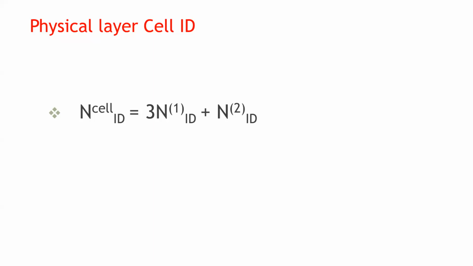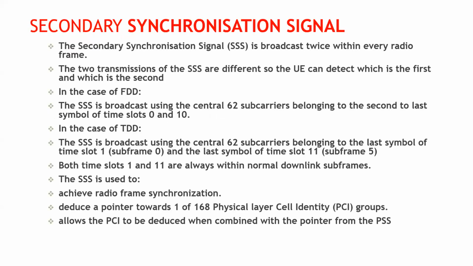In that, the first one, N1 of ID, belongs to 168 groups, and the second one has 3 types, 0, 1, and 2. I will explain how to calculate the physical cell ID in the subsequent slides. Just let me tell about the secondary synchronization signal.